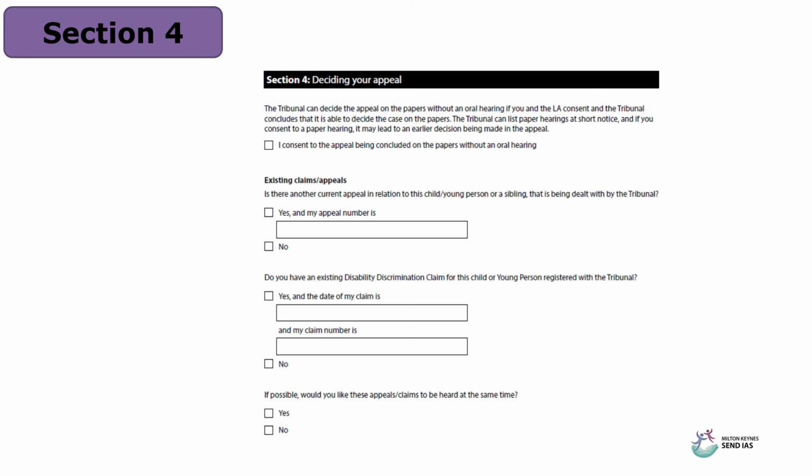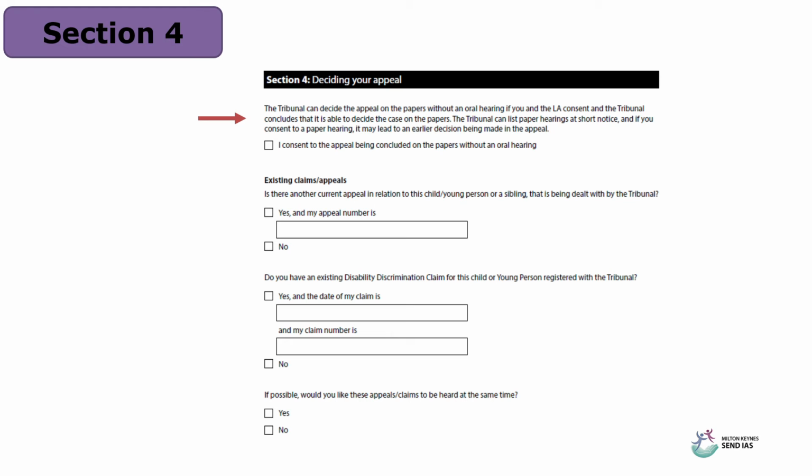Section 4 starts with a reminder that all refusal to assess appeals will automatically be assessed on paper. A paper hearing means that you do not have to attend the tribunal for a face-to-face hearing, and the judge will make a decision on the evidence sent in on this form. If you agree to this, please tick the box.